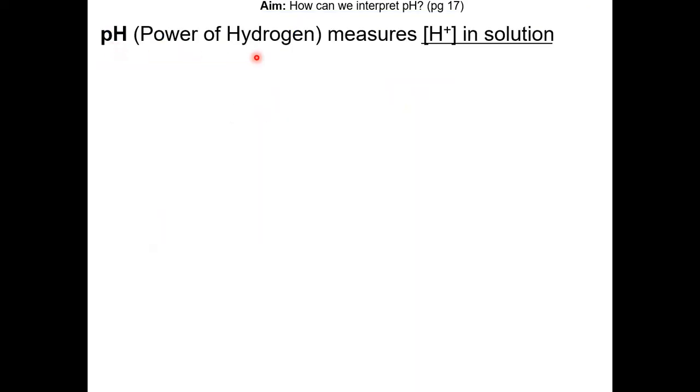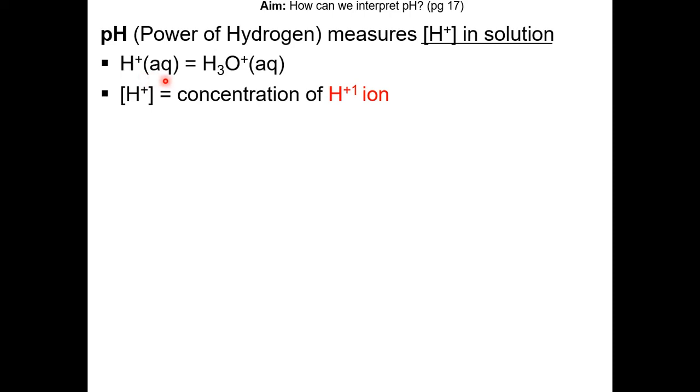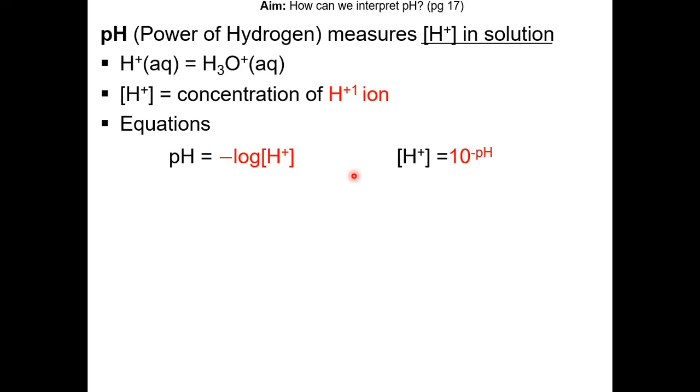pH is the power of hydrogen and it measures the hydrogen concentration in a solution. Just a reminder, H plus aqueous is the same as hydronium. Bracket H plus means concentration of hydrogen ion. There are two equations regarding pH. pH is equal to the negative log of the hydrogen concentration. Or if you want to solve for the hydrogen concentration, it is 10 to the negative pH.